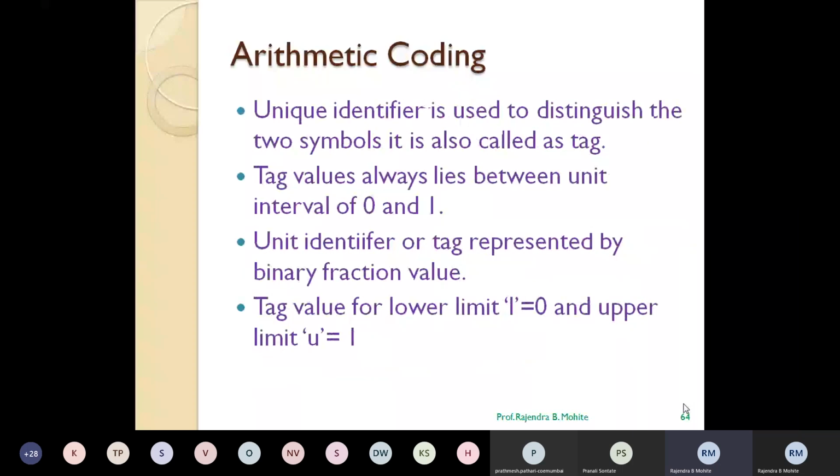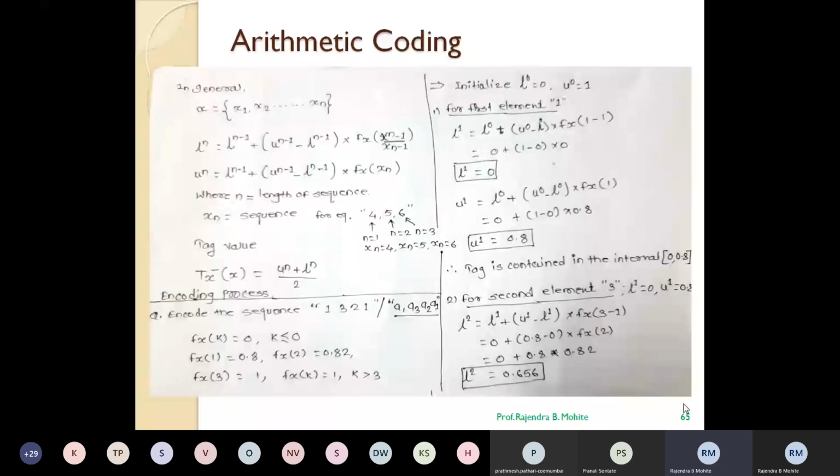As I already said, the unique identifier is used to distinguish the symbols, and it is also called a tag. Normally the value of the tag lies between 0 and 1. The unique identifier, or tag, represents its value in the form of a fraction. If the tag lies between 0 and 1, obviously its value is 0 point something. So we define the tag value for lower limit L equal to 0 and for upper limit U equal to 1.